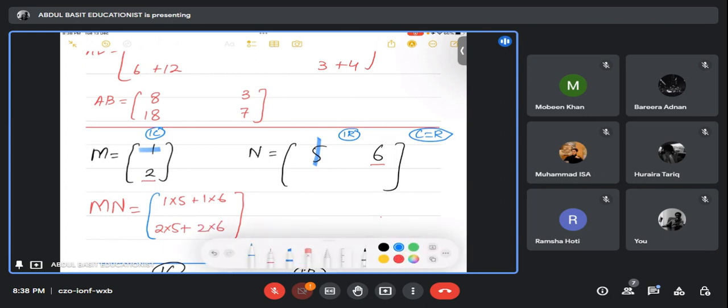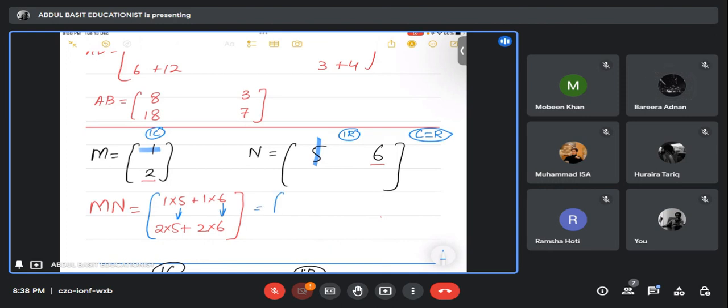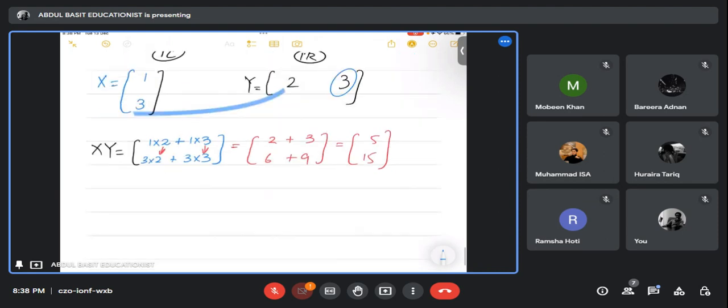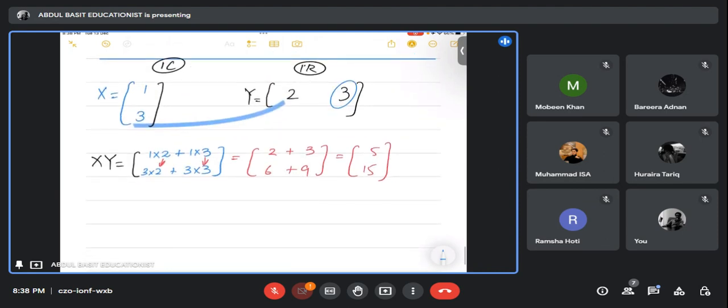Okay, Barira, do you understand this now? Yes, sir. Okay, so the answer would be 1 times 5 plus 6. 2 5s are 10 plus 6 2s are 12. So 5 plus 6 is 11, and that's 22. Is this clear, everybody?